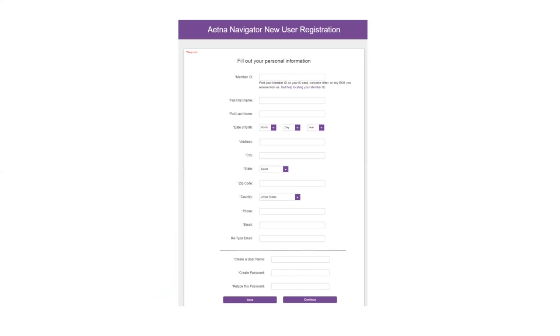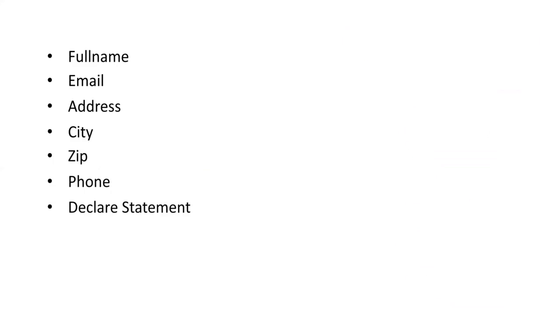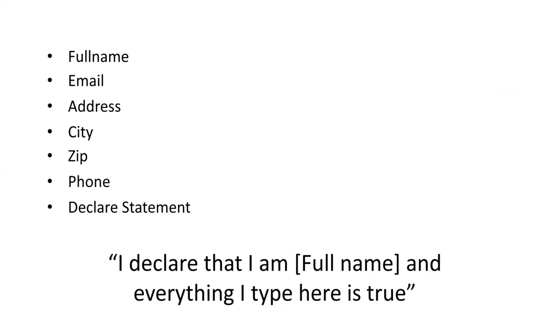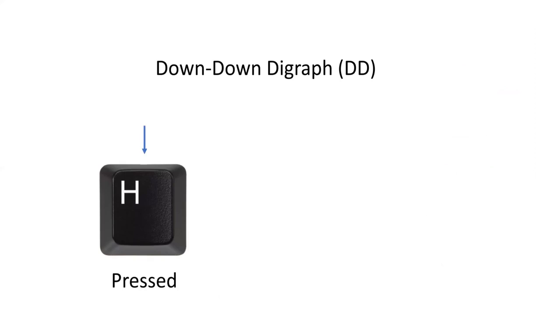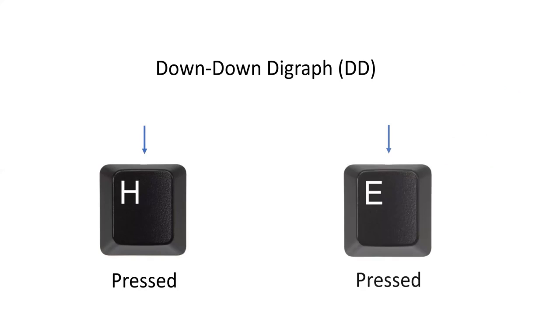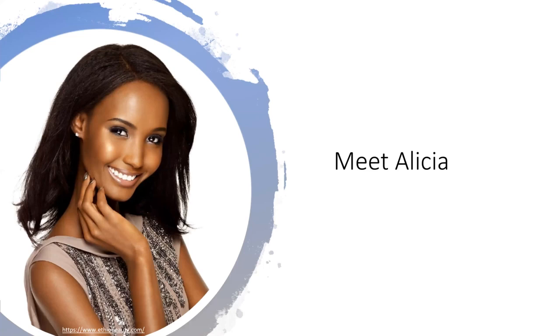We have used our account recovery dataset, which has 44 users and over 500,000 keystrokes collected when users fill this form. We have collected this information from users: their first name, their full name, their email, their address, their city, zip, phone, and declare statement. This is the declare statement. We have used the down-down digraph, which is the timing information between the press of a key and the press of the subsequent key.